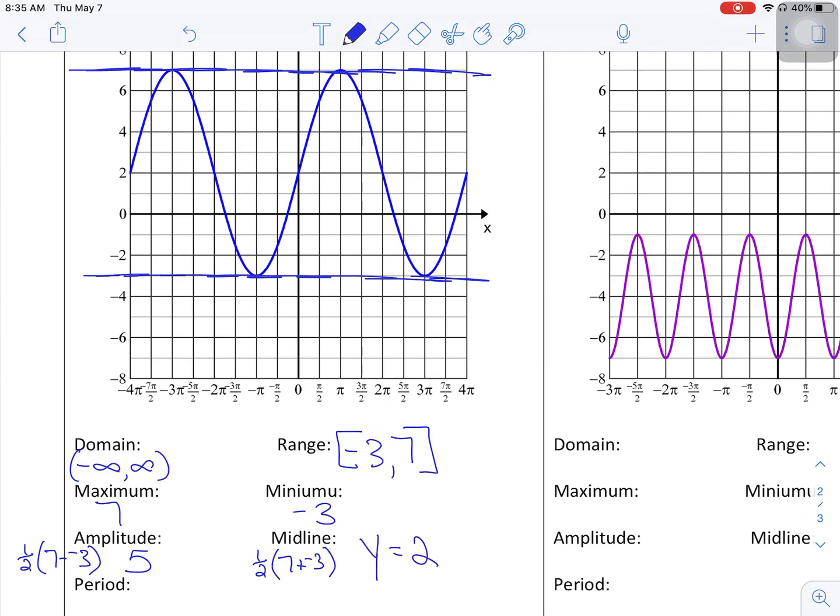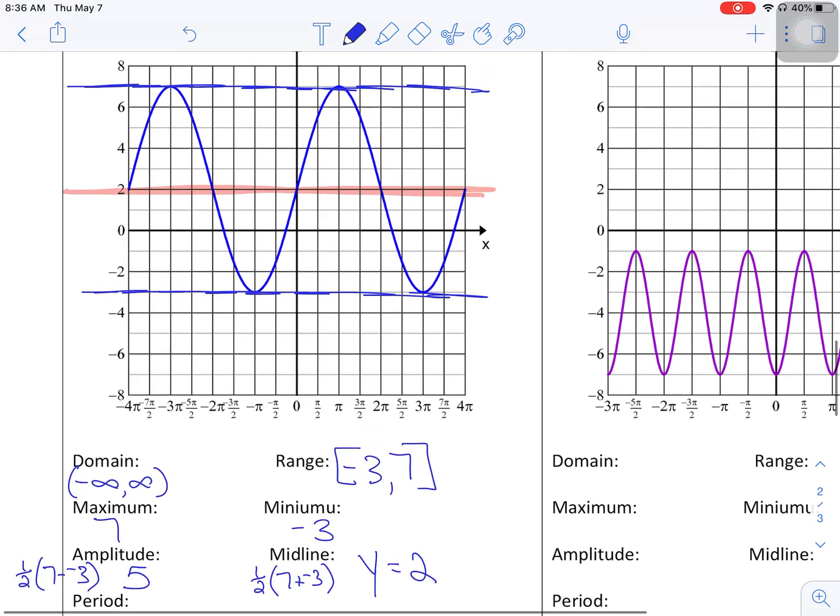Now, I do check this to make sure that it looks appropriate. So if I put in a line here at 2, that's supposed to be my midline, and then the way you can check it is to actually count up and down off the midline for your amplitude. So if I count 1, 2, 3, 4, 5 up, okay, so that works. And then 1, 2, 3, 4, 5 down. Absolutely, this has definitely got the right midline and amplitude.